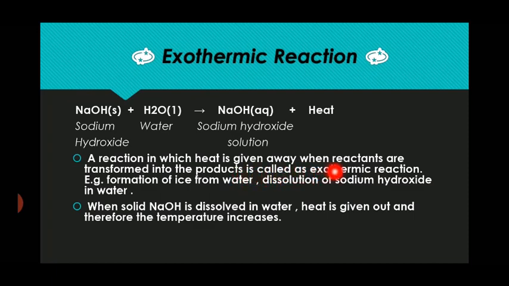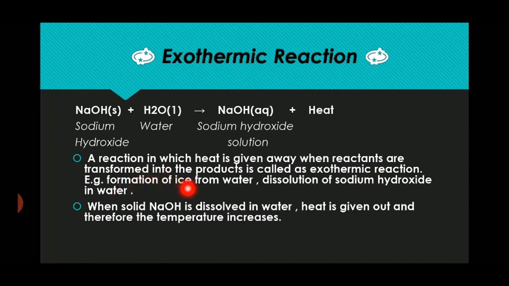Now the next one, dissolution of sodium hydroxide in water. Now see this reaction. Sodium hydroxide, NaOH, is a solid. It reacts with water, H2O, which is a liquid. So what will we get? We will get the product NaOH in aqueous form, plus heat is released. So if heat comes in the product form, that means heat is released. That is known as an exothermic reaction.